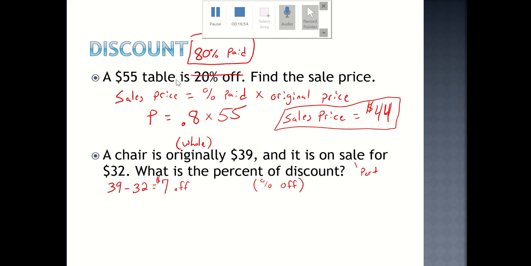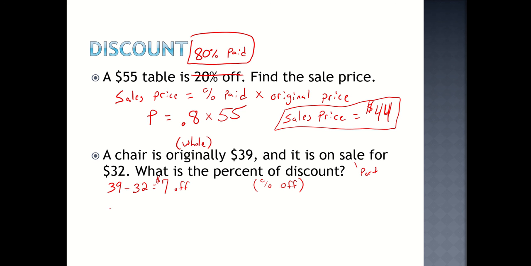And now for the alternative method, how much off did we have? Well, it was originally $39. We paid $32. 39 minus 32, we got $7 off. So $7 is what percent of 39? Now I'm going to do this using the percent equation. Some of you are probably looking at this and saying, I know an easy way to do it. That's fine. But sometimes you're prompted to use the percent equation. So I'm going to show you how to do that.